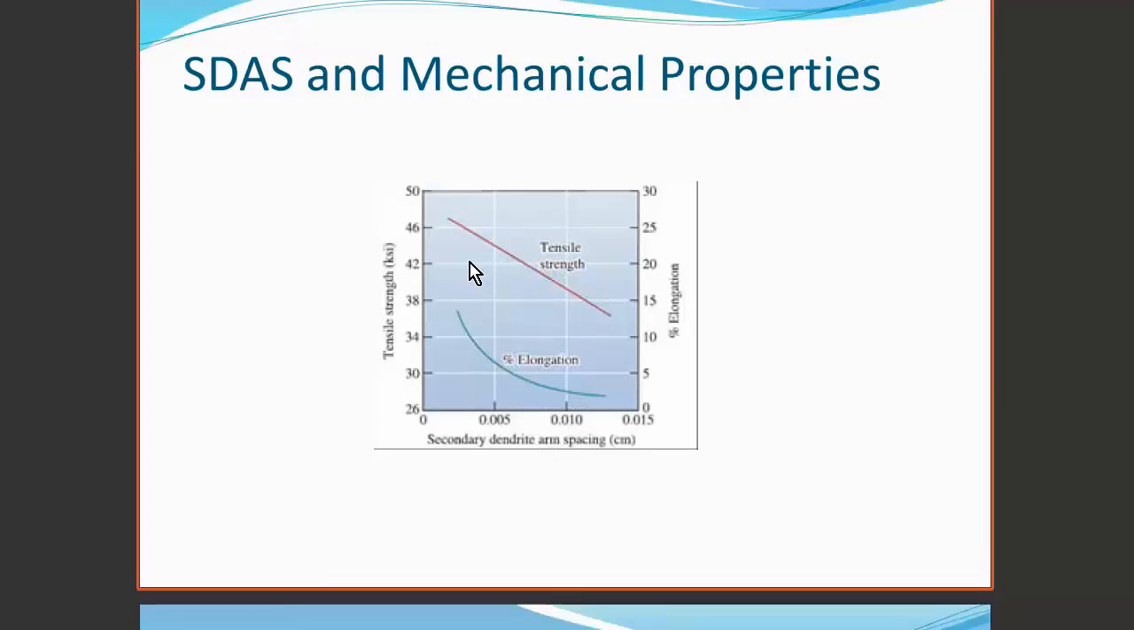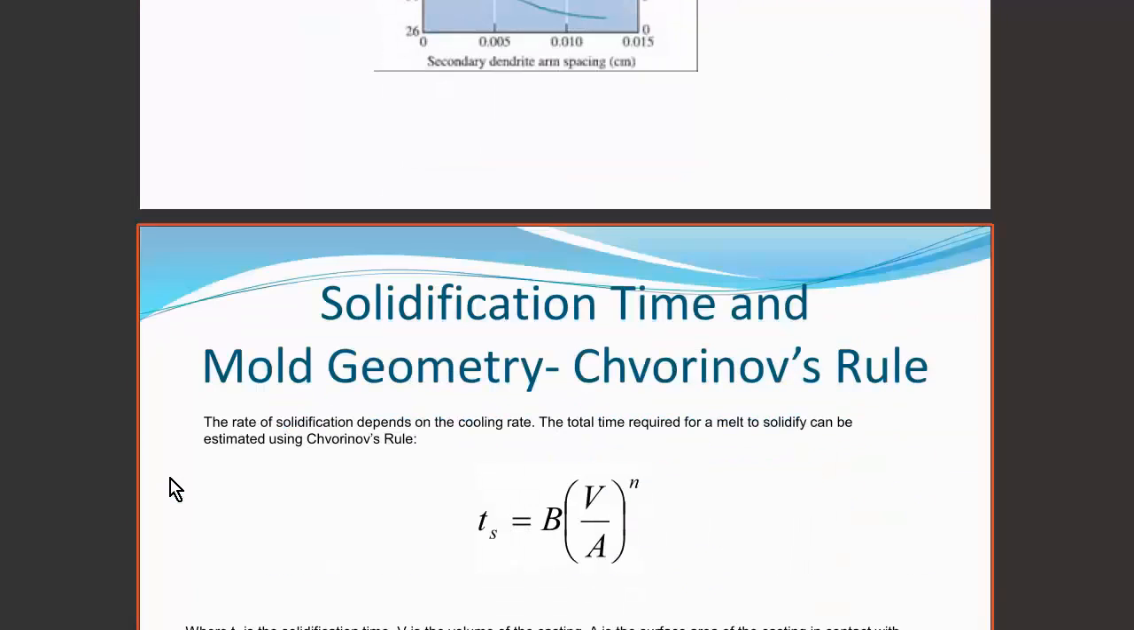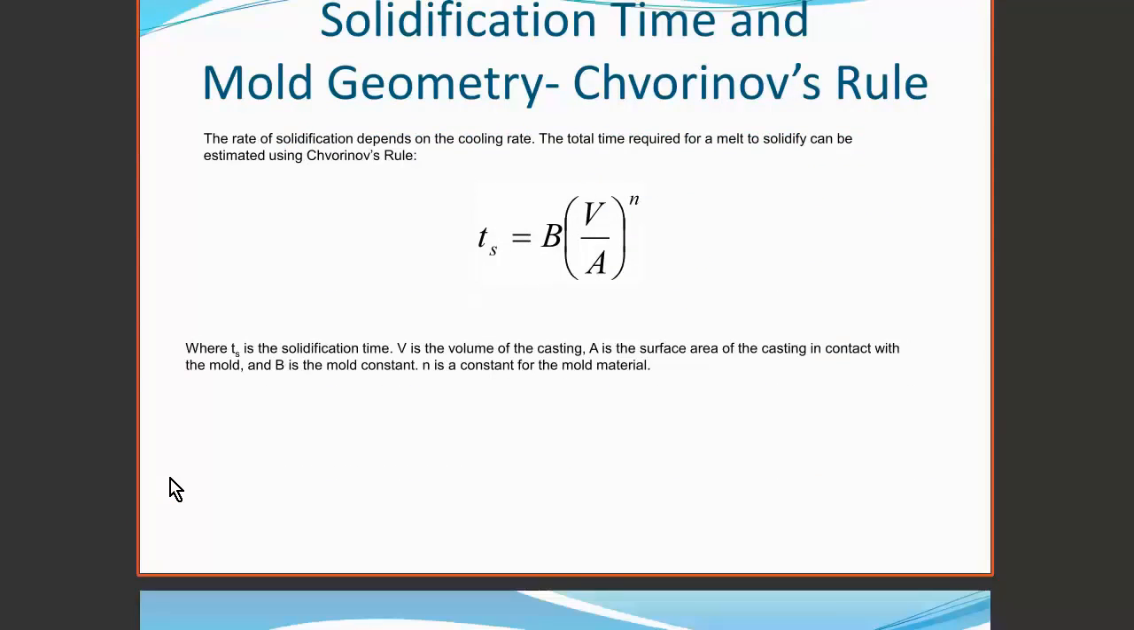In this diagram, we can see how the mechanical properties of the material are influenced by the secondary dendrite arm spacing. Tensile strength is higher for smaller dendrite arm spacings, as is elongation. The total solidification time is determined by the mold geometry.